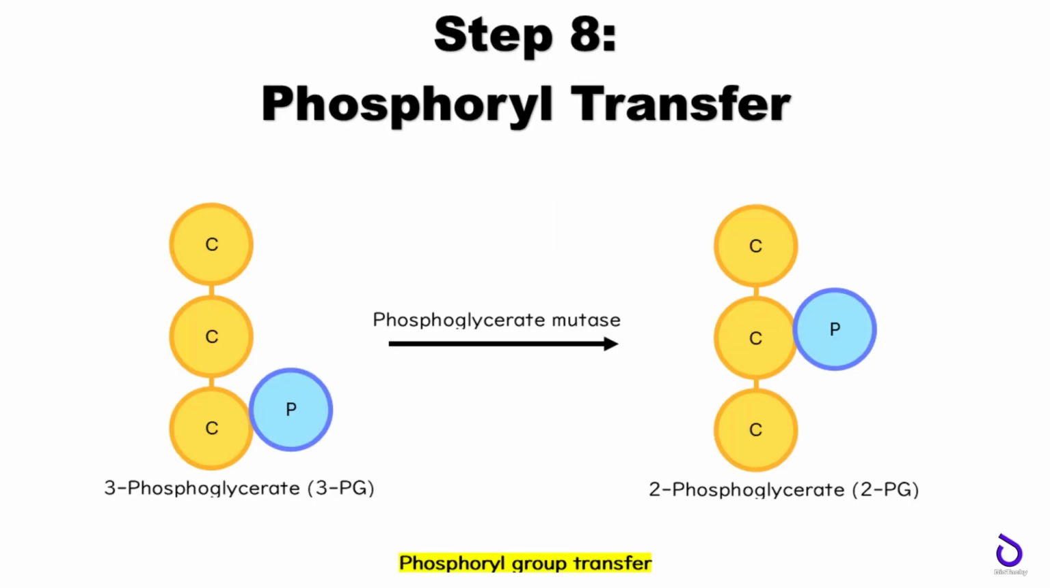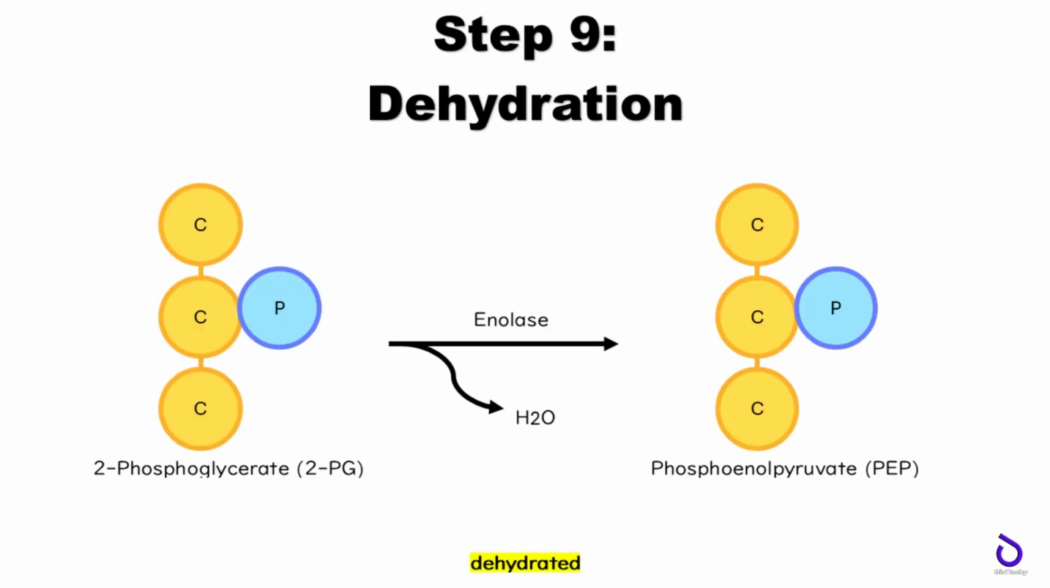Step 8, phosphoryl transfer. 3-phosphoglycerate is converted into 2-phosphoglycerate, catalyzed by enzyme phosphoglycerate mutase. Phosphoryl group of 3-phosphoglycerate is moved from the 3 carbon to the 2 carbon. Step 9, dehydration. 2-phosphoglycerate is dehydrated to form phosphoenolpyruvate, catalyzed by enzyme enolase. This reaction involves the removal of water molecules to form enol structure of PEP.